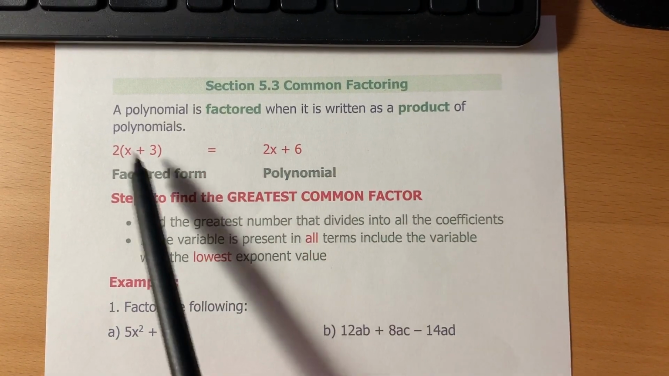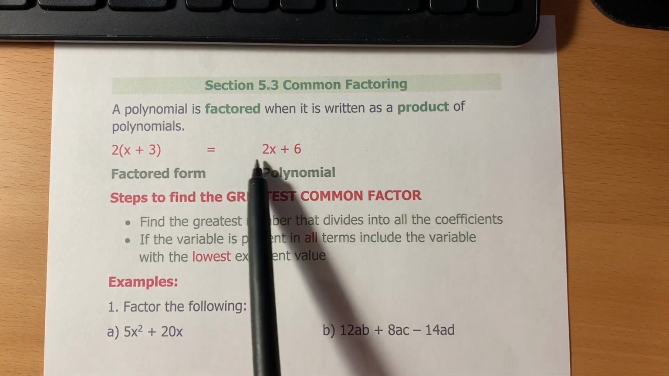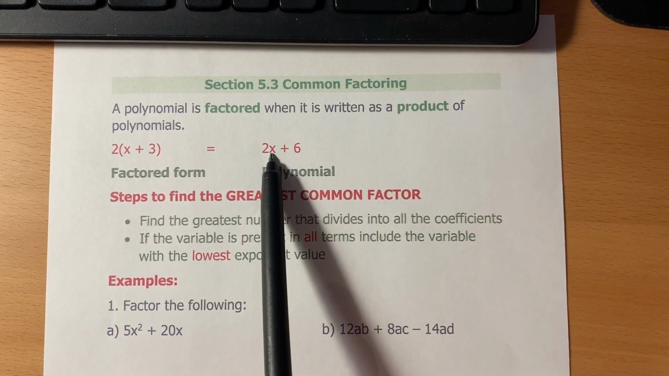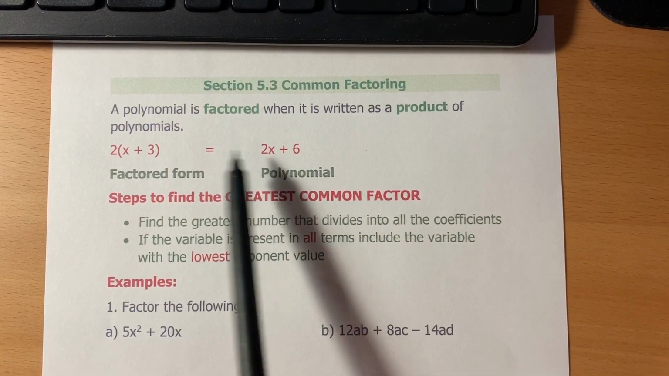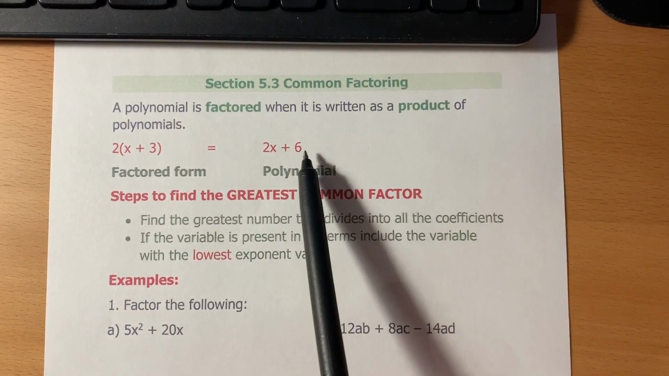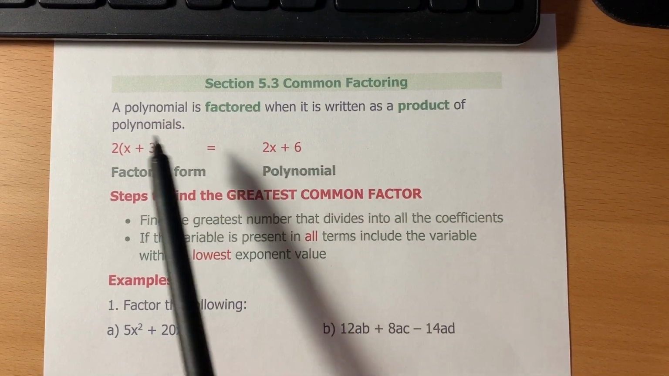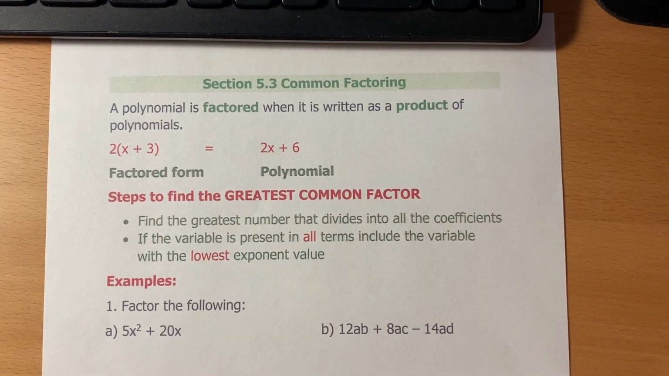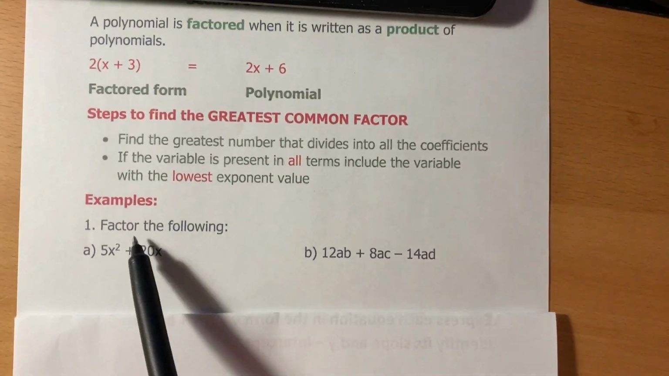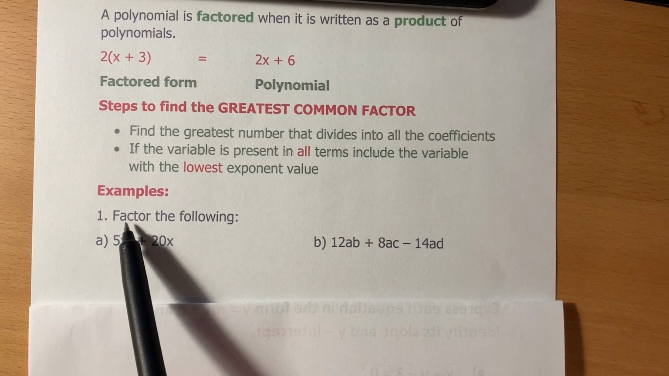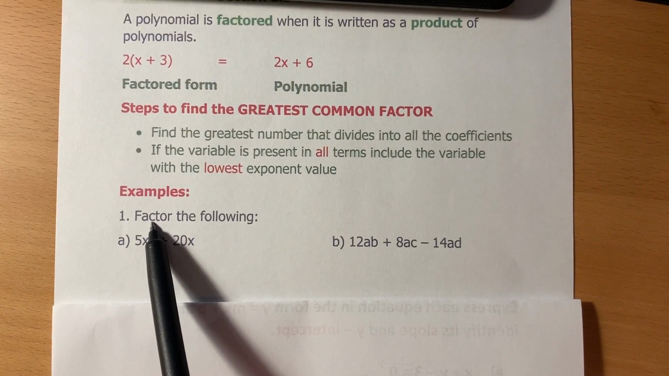Then I put a bracket, and I take that common factor 2 and divide this 2x by 2. So 2x divided by 2 is x, so that goes there. And then 6 divided by 2 is 3, and that's how that 3 came. Okay, so let's look at some examples. We're going to be factoring it. Sometimes your book will say express as a product, which really means the same thing.